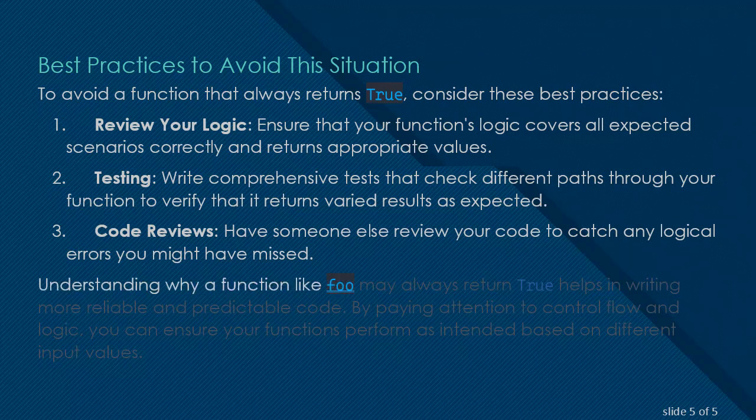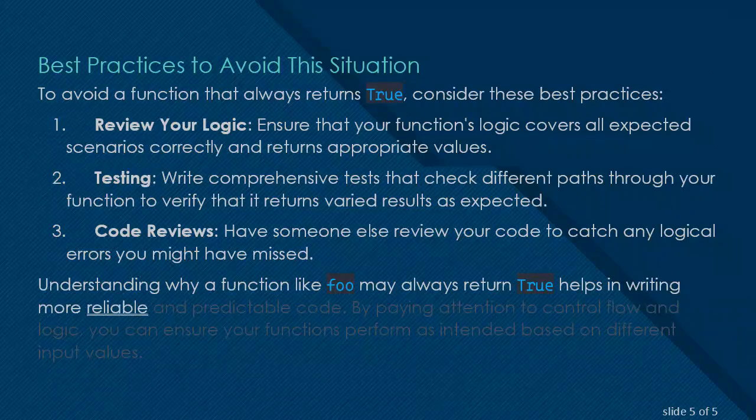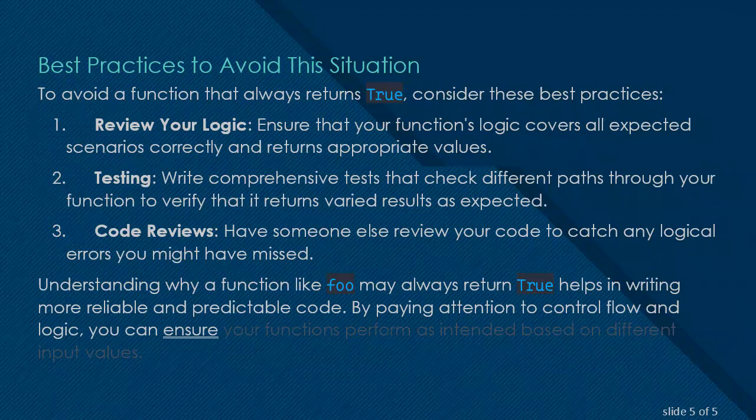Understanding why a function like foo may always return true helps in writing more reliable and predictable code. By paying attention to control flow and logic, you can ensure your functions perform as intended based on different input values.